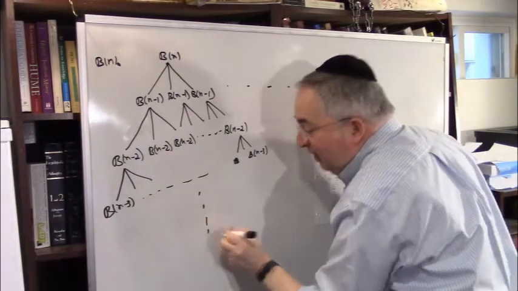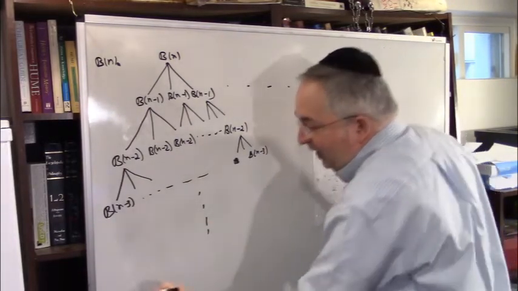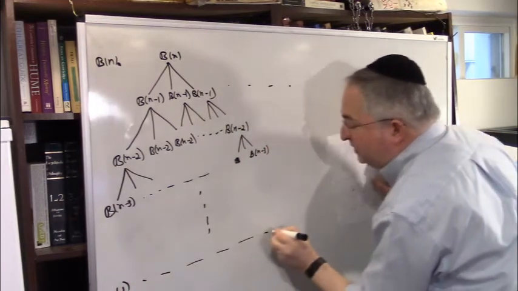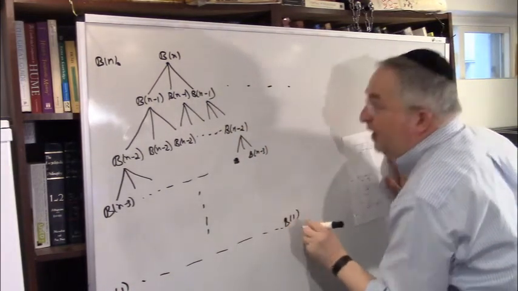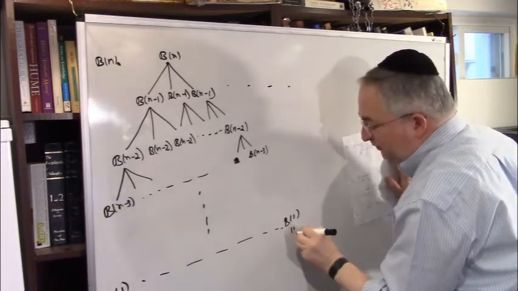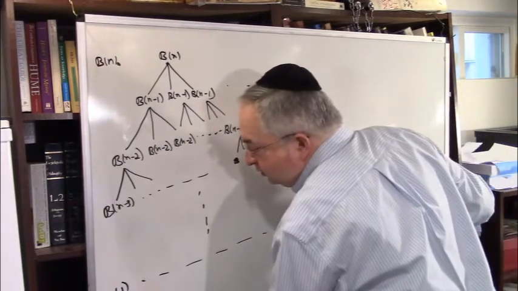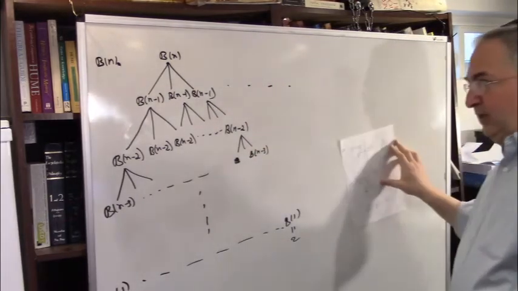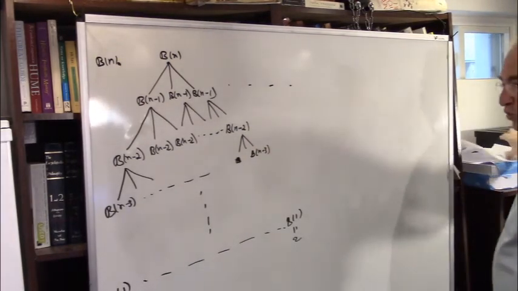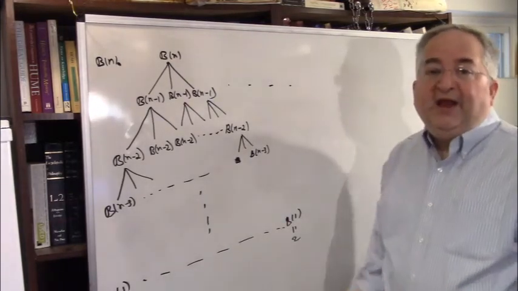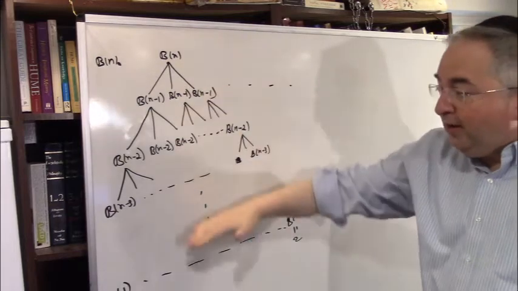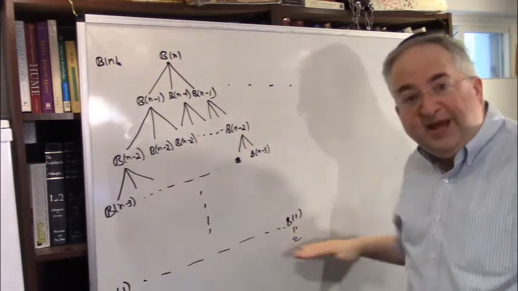Great. Eventually, what are you going to have? You're going to go down to 1. B of 1, lots and lots of copies of B of 1, and B of 1 is equal to 2. Now, we do what we always do. We add up how many numbers are on the tree. Well, there are no numbers on the tree until the bottom layer.